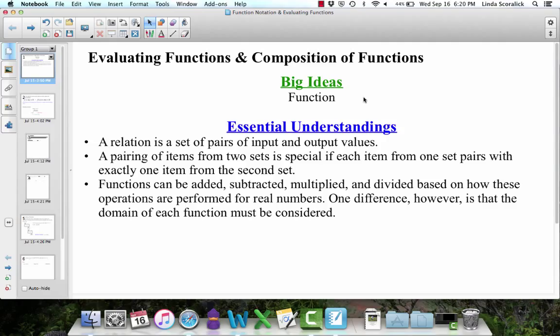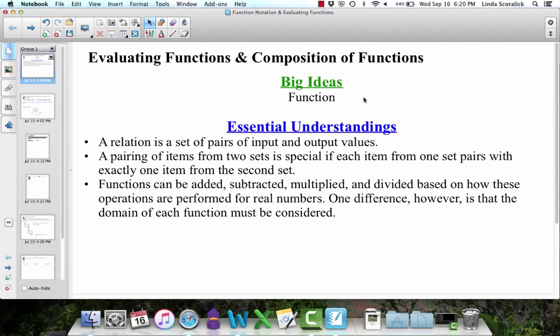lesson recalling that a relation is a set of pairs of input and output values, and that a pairing of items from two sets is special when items from one set pair with exactly one item from the second set. So that's linked back to the concept of a function, which is a very special type of relation where each element in the domain is paired with exactly one value in the range.